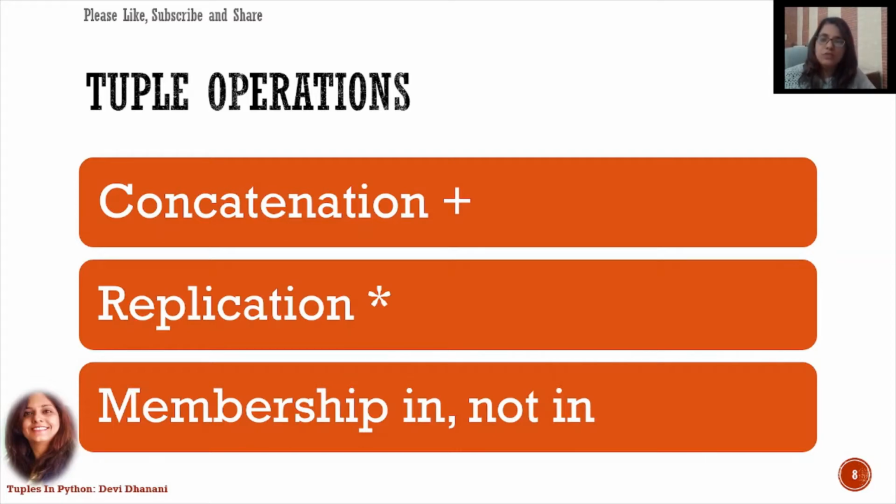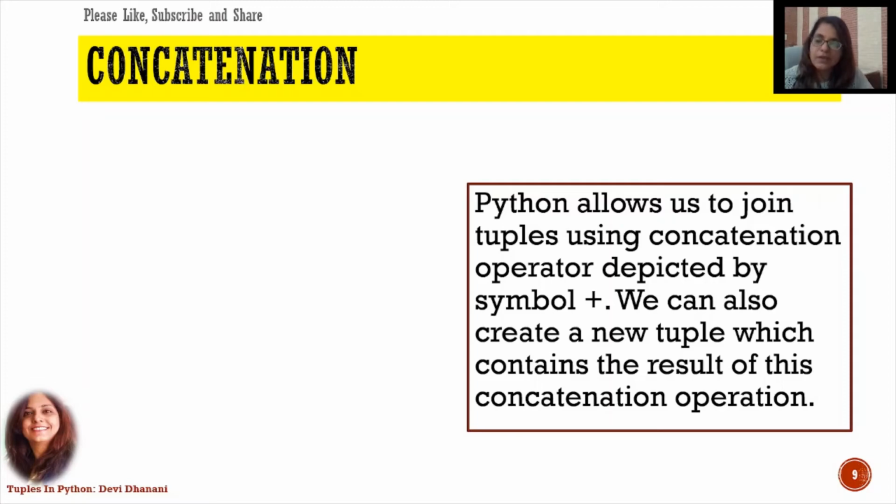Moving on to the operations that can be performed on a tuple. Just like we can perform these operations on lists and strings, similarly, these three important operations can be performed on tuples: joining two tuples, that means concatenation; replicating the tuple values, replication; and finding a value within a tuple, that is membership. All these operations can be performed on a tuple. So the following manipulations can be done.